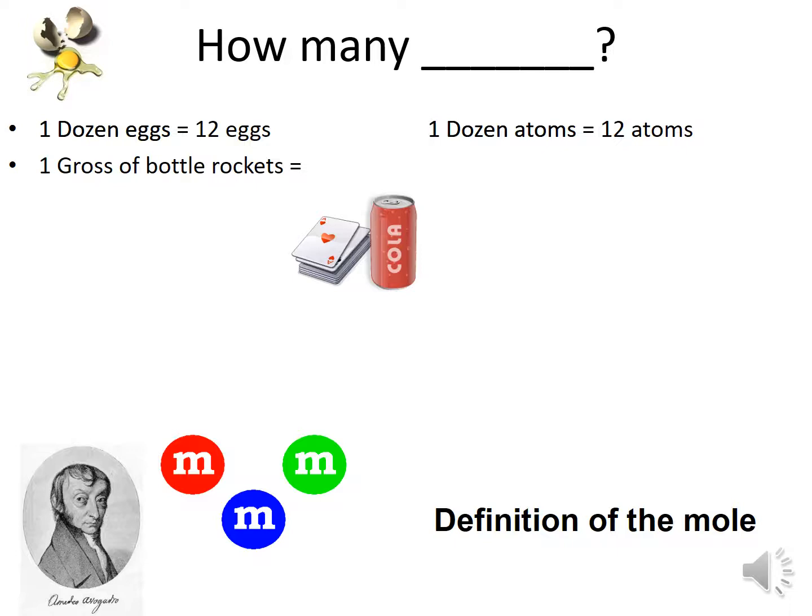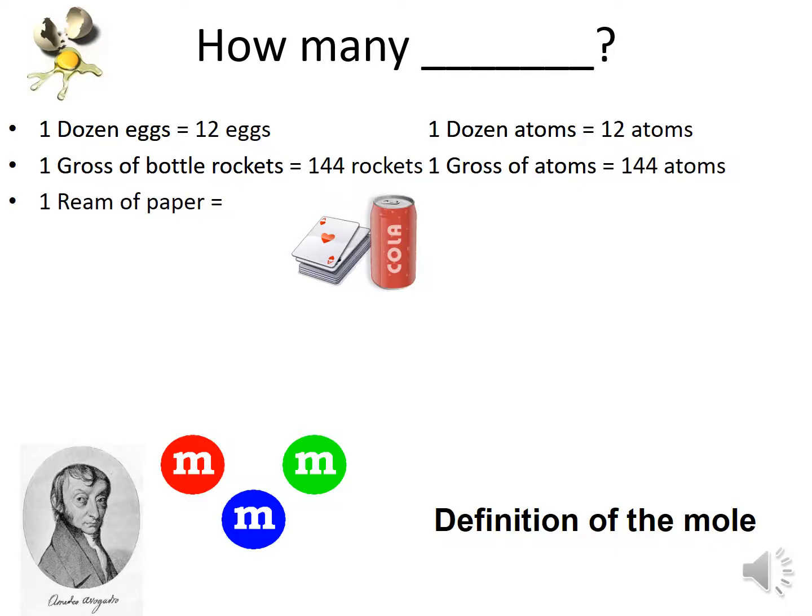A gross is a quantity that's actually a dozen dozens. If you had a gross of bottle rockets, it would be 144 rockets. So a gross of atoms would be 144 atoms. Paper is sold in packages called reams of paper. A ream of paper is 500 sheets. So a ream of atoms would be 500 atoms.